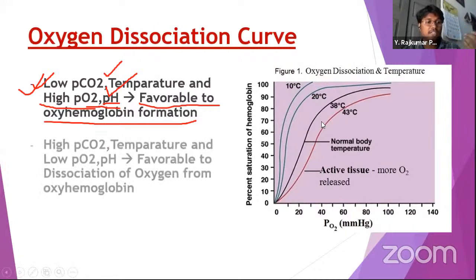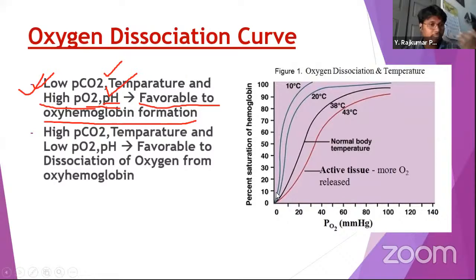But for oxygen to dissociate from the hemoglobin, we need another kind of situation: high carbon dioxide, high partial pressure of carbon dioxide and high temperature, and low partial pressure of oxygen and low pH. These are the favorable conditions for dissociation of oxygen from hemoglobin, from oxyhemoglobin. So hope you have understood this.